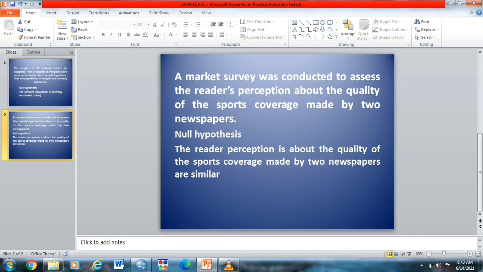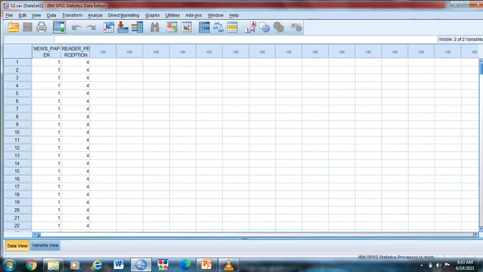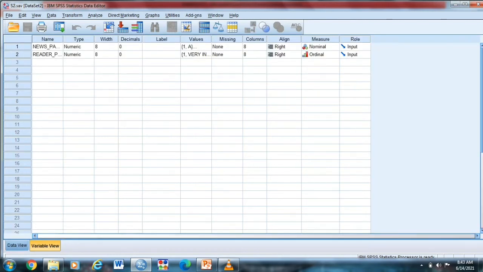So nandoon na yung mga data natin dito sa ating SPSS. So meron tayong two newspapers. Dito tayo ngayon sa ating SPSS, newspapers, dalawa lang yan siya, 1, 2. And then, the reader perception. Okay, punta tayo muna dito sa ating variable view.